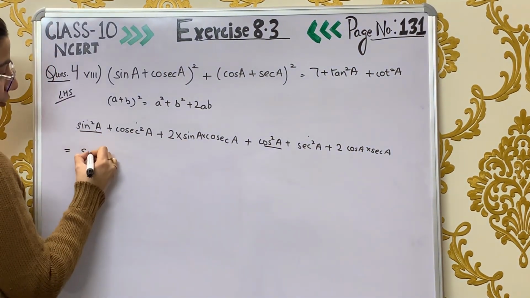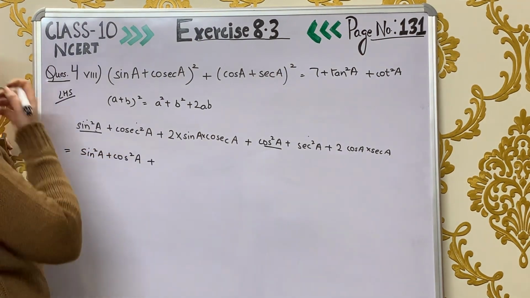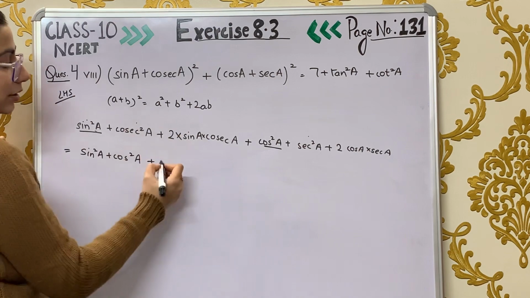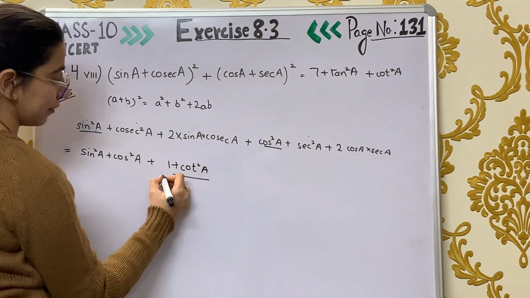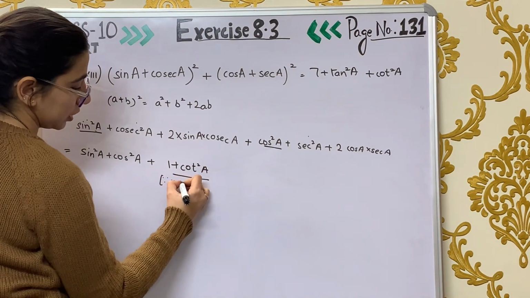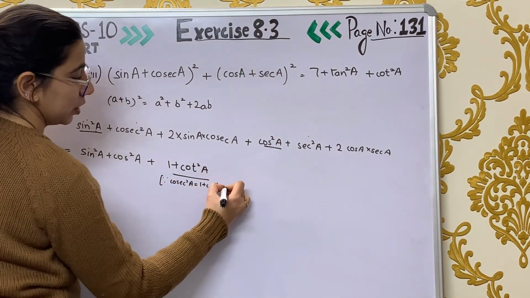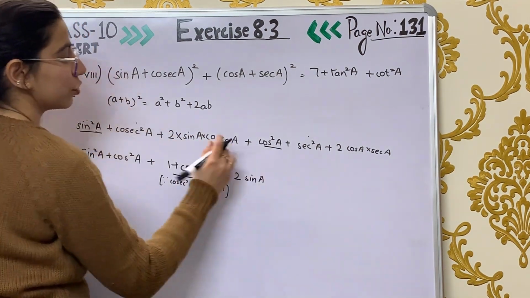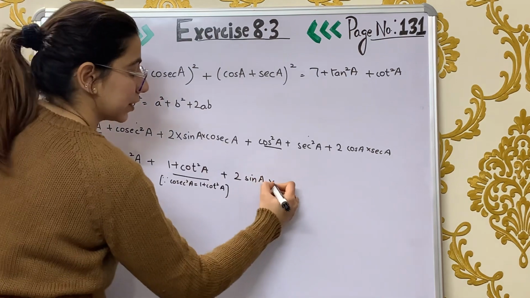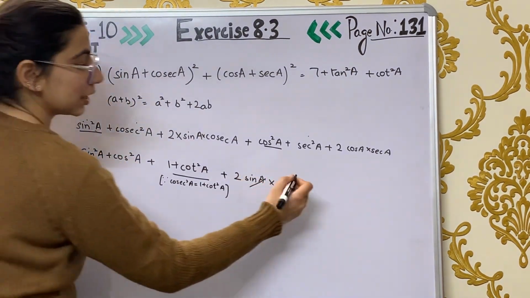We can combine this and this as 1. So let me write it together first: sin square A plus cos square A. Now we also know that cosec square A is nothing but 1 plus cot square A. Right. Now this is 2 sin A, and we know cosec is just the reciprocal of sin, so we can write this as 1 by sin A only. This gets cancelled, and we get 2 as the answer.